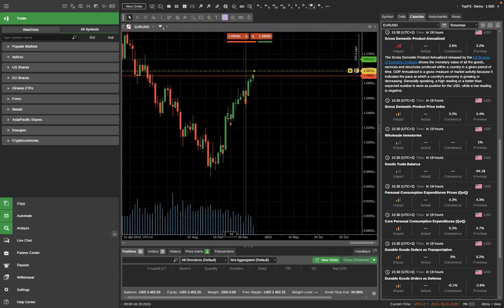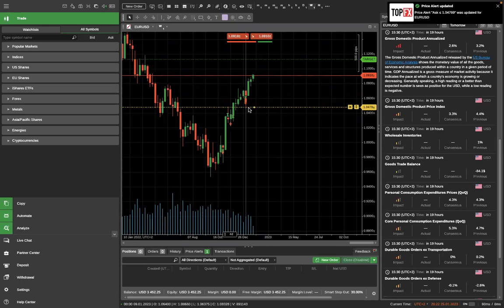If you want to move it up and down, you go with your mouse here and move it wherever you want. For example, we are looking at this low, this big red candle. The low is here. If the market breaks this level, please alert me, because I would like to know that this level has been violated. This level is 1.0479. So this is how you set the price alert, and if during the news event this level is hit for any reason, you will be notified.